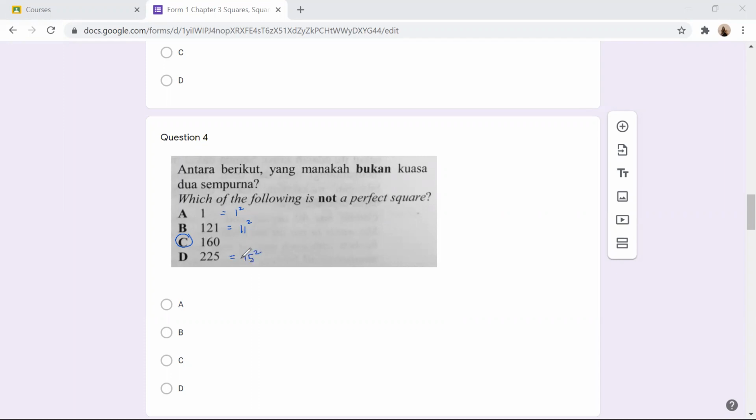So all of these can be easily solved if we can memorize the perfect square table, which is 1 square, 2 square, all the way until 20 square. This table helps us to solve a lot of squares and square roots questions. Okay, now let's move on to question number 5.